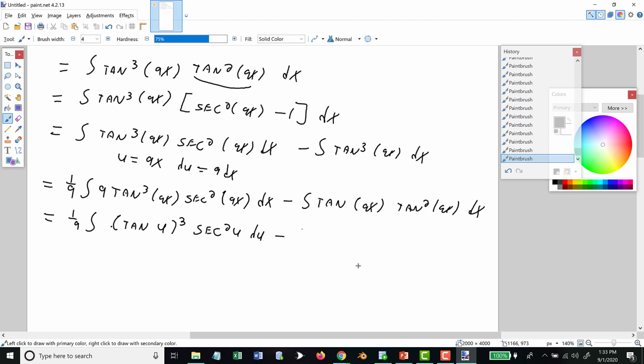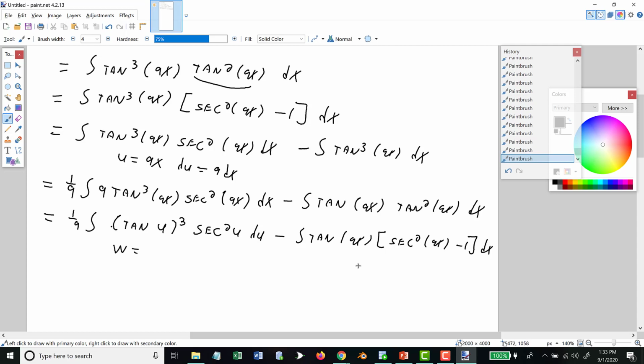Minus, and I won't flip back there because we have the example right here. Remember how we wrote tangent squared as secant squared minus 1? So we're going to rewrite that as secant squared minus 1 dx. Okay, back to my first one here.